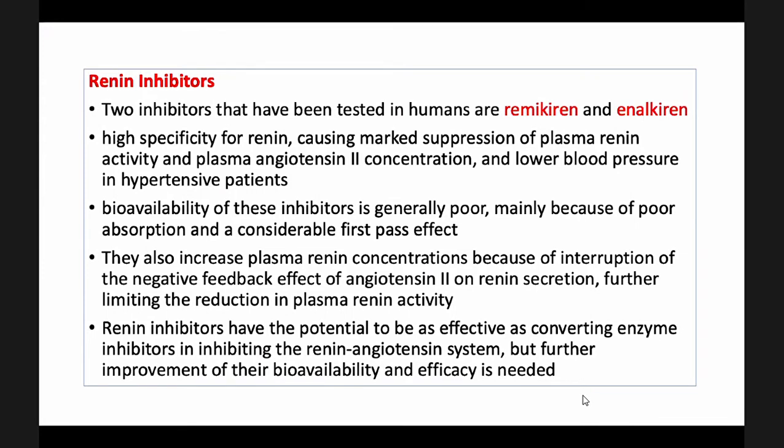So the bioavailability of these inhibitors is poor, mainly because of poor absorption and the first pass effect. They will also increase plasma renin concentration because of the interruption of the negative feedback of your angiotensin II on your renin secretion, further limiting the reduction in plasma renin activity. So renin inhibitors have potential to be effective like your converting enzyme inhibitors in inhibiting the renin-angiotensin aldosterone system, but further improvement of their bioavailability and efficacy is needed.